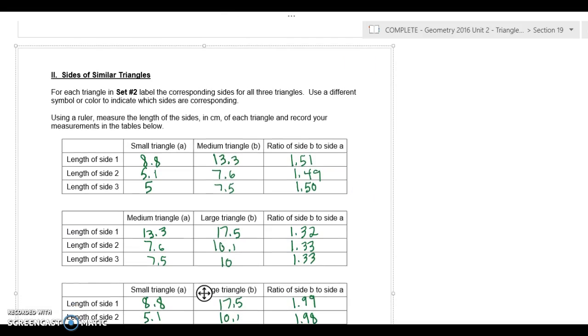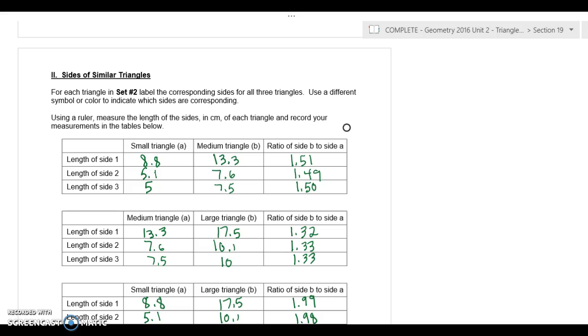So in this set, we looked at triangle C, triangle I, and triangle F, and we matched up the corresponding sides. We looked at the large triangle and the medium triangle of that set. We measured the length of side 1, the corresponding sides. We got 8.8 and also 13.3 in the medium. Did the same thing for side 2. We got 5.1 and 7.6, and side 3, 5 and 7.5. Our measurements might vary a little bit depending on who's actually taking the measurements. You might read it wrong a little bit, or there's error in the measuring tool.